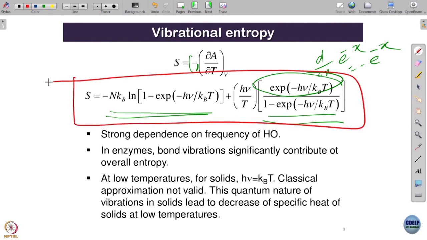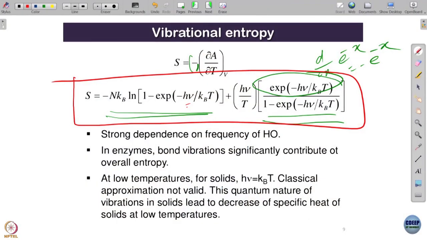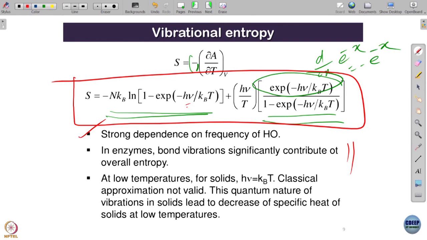So this is the entropy of n harmonic oscillators. Look at that, there is a very strong dependence on frequency, very, very strong dependence. It is in e to the power minus h nu, and this is over e to the power minus h nu. Now let us consider some things. First, the strong dependence on this one term, then the enzymes and many, many molecules, DNA and many cases, the bond vibrations. This is something which is amazingly interesting, but we'll talk of it a little bit now, this particular issue.